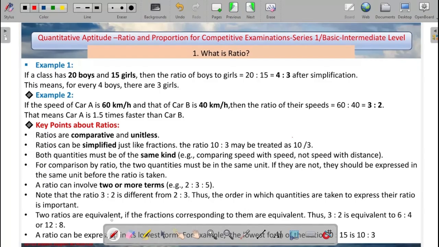Two ratios are equivalent if the fractions corresponding to them are equivalent. Say 3 is to 2 means 3 by 2. So if it's equivalent, say 9 by 6. So we can write that the ratio 3 is to 2 is equivalent to the ratio 9 is to 6.